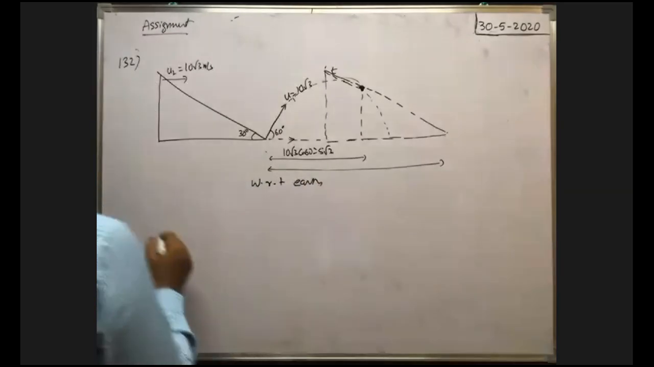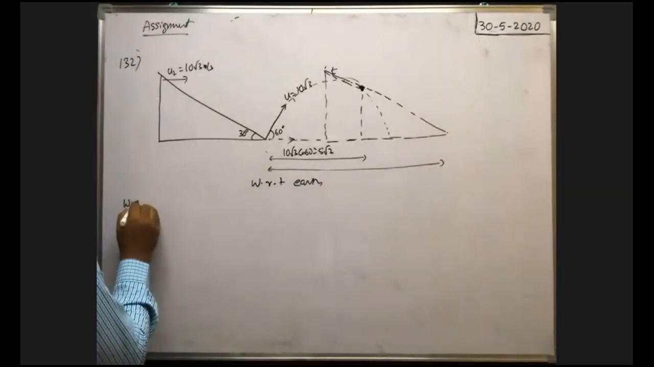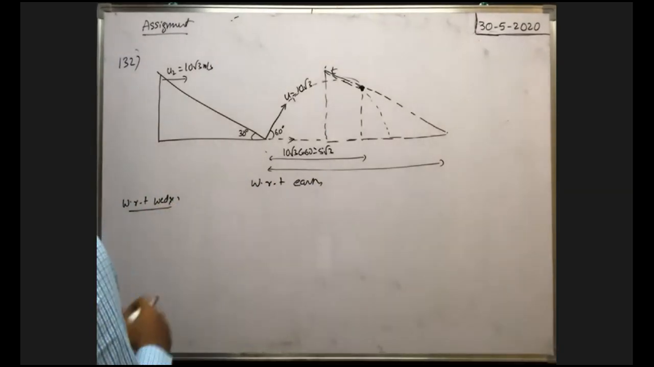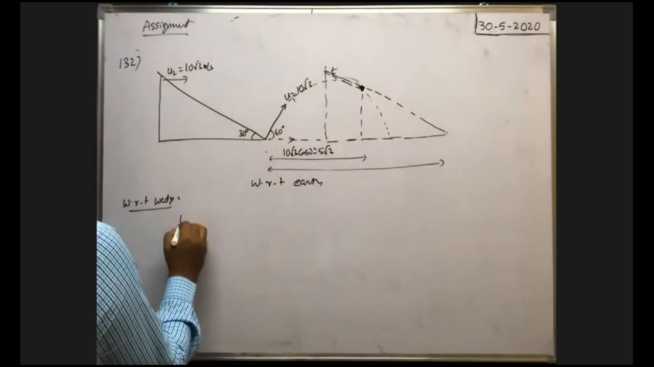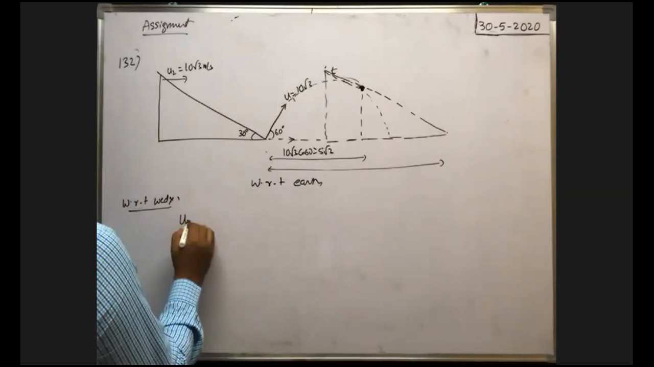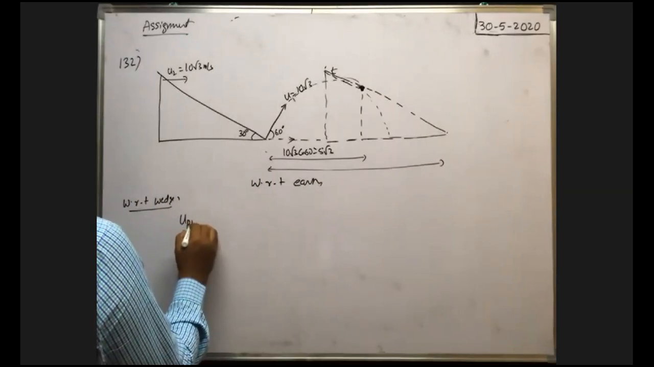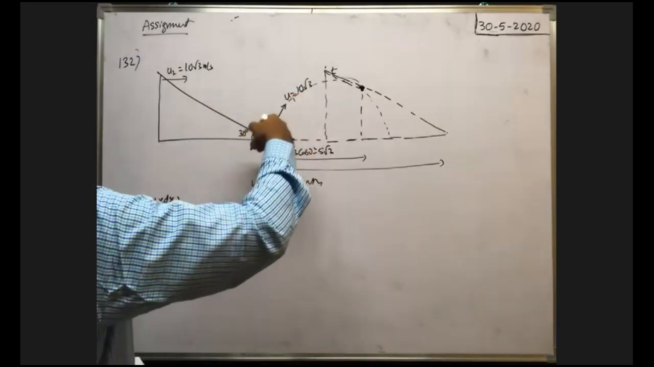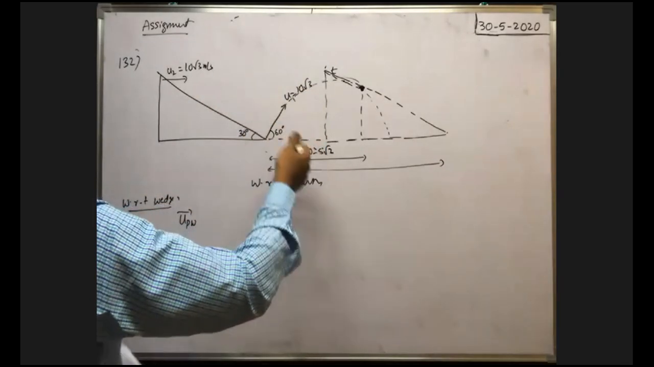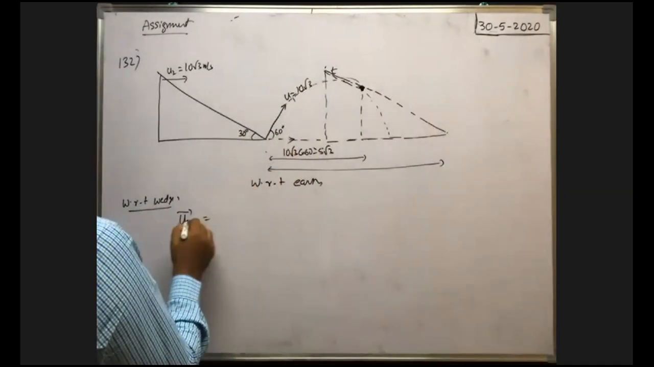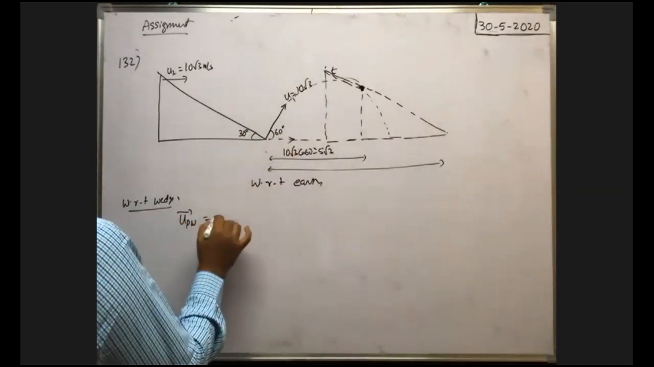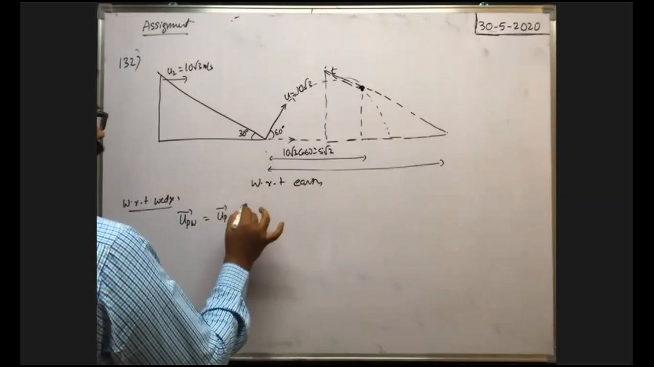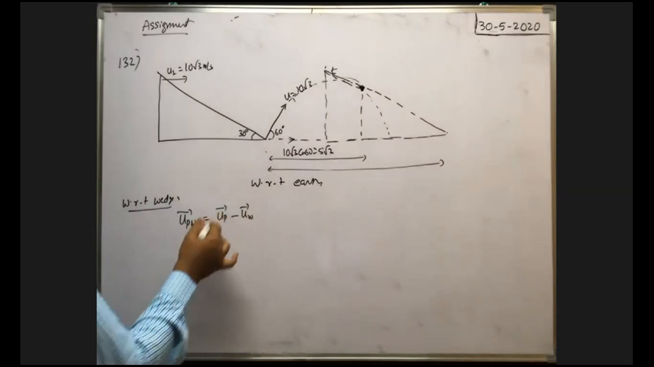With respect to wedge, the initial relative velocity of the particle with respect to wedge is equal to, as the wedge travels in this direction and the particle travels in this direction, they are having different velocities in different directions. That's why you write in vector form. Velocity of the particle with respect to wedge is equal to velocity of the particle minus velocity of the wedge. Velocity of the particle, you write in vector form.